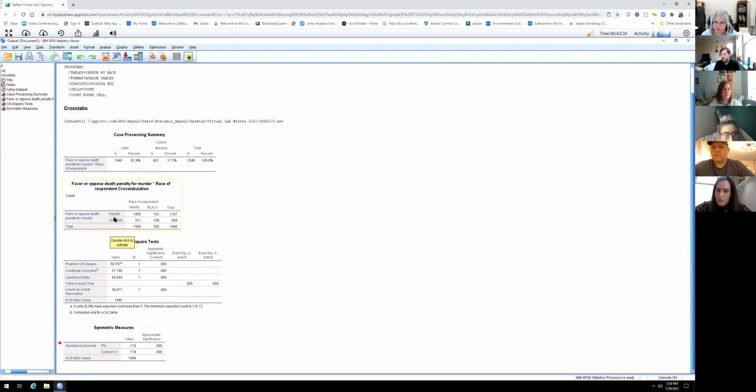I asked you, who favored the death penalty? Here's the favored. What code did favor get? 0. Right, it got the lowest, right? It could be 0, it could be 1, but it got the lowest code. So my little thumb on this, the dependent variable, got the lowest. It's a positive correlation coefficient.